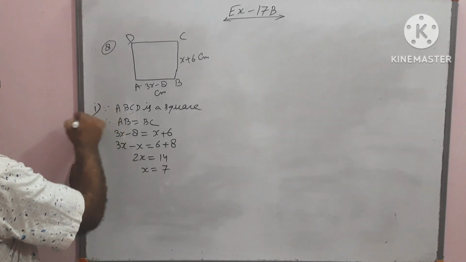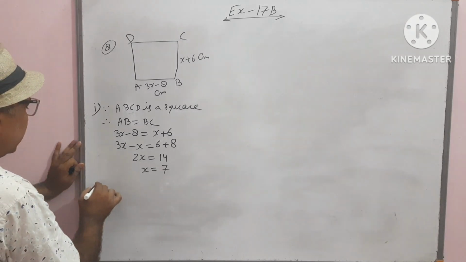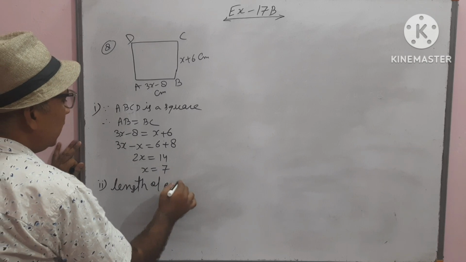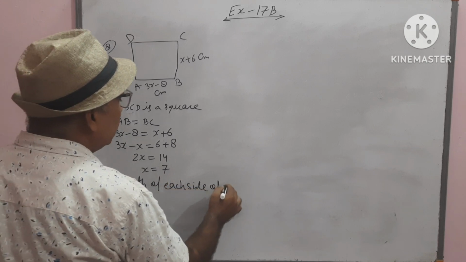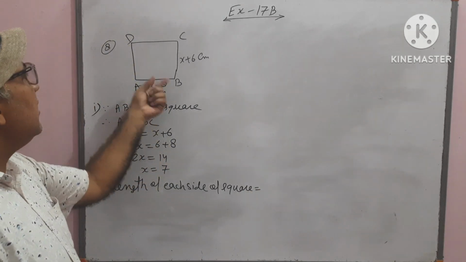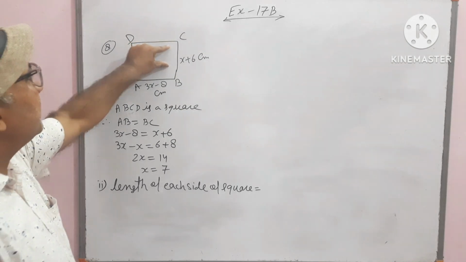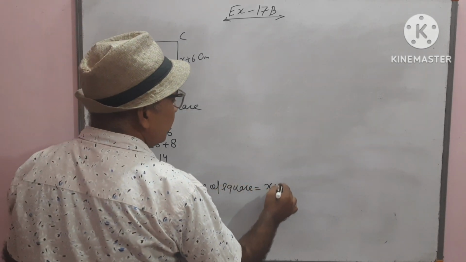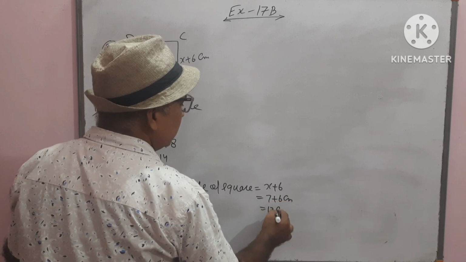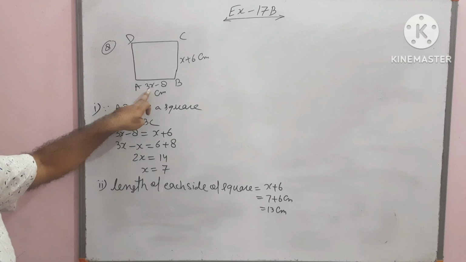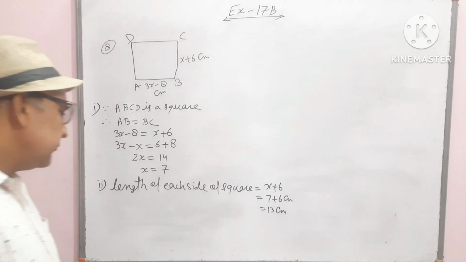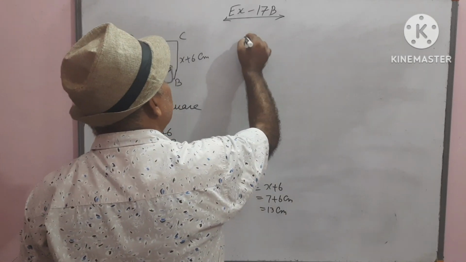So this was very easy. If x is 7, then what will be the length of each side of a square? Either put the value of x in AB, otherwise in BC. You can see that BC will be easy for you. x plus 6, that is 7 plus 6 centimeter, that is 13 centimeter. You can put the value of x in AB also, then also you will get the same answer. Okay? Now see question number 9.